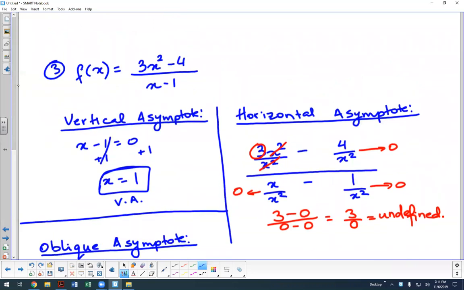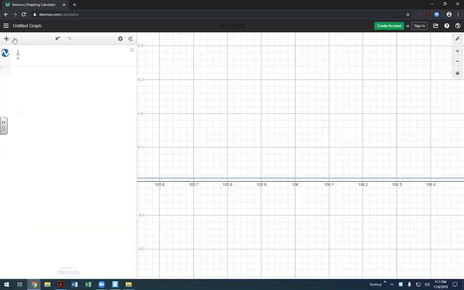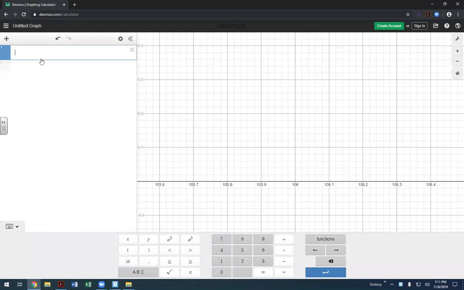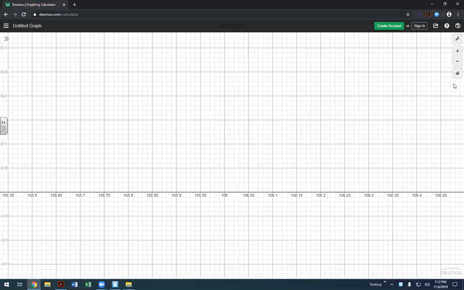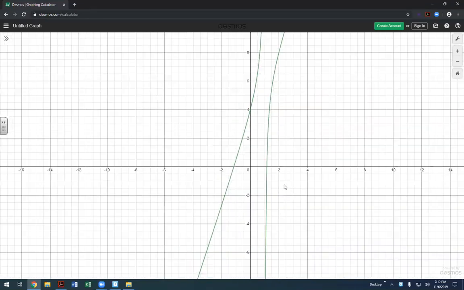Actually, let's go ahead and take a look at what that graph will look like. 3x squared minus 4 over x minus 1. Okay, so that's 3x squared minus 4 divided by x minus 1. Okay, let's bring this back in.